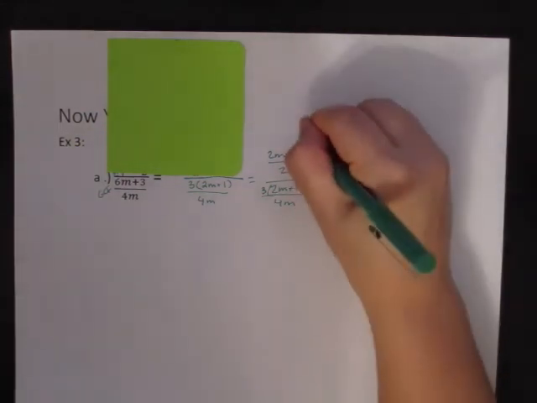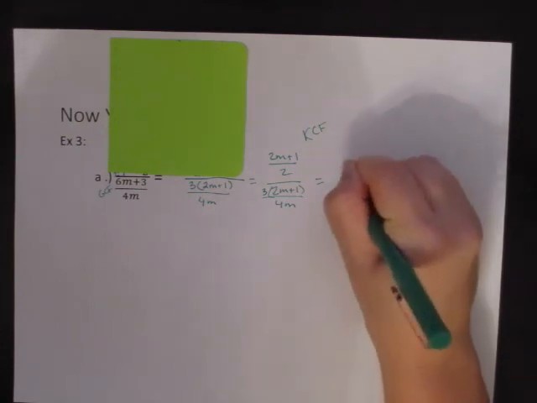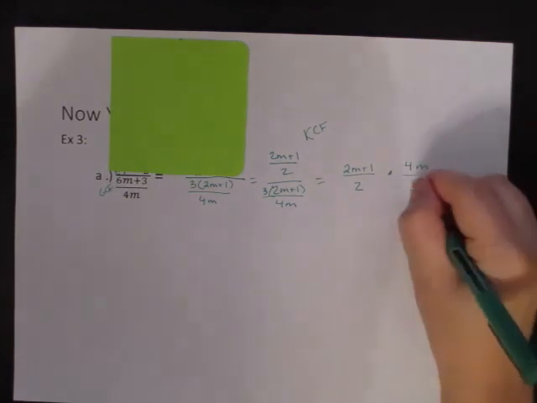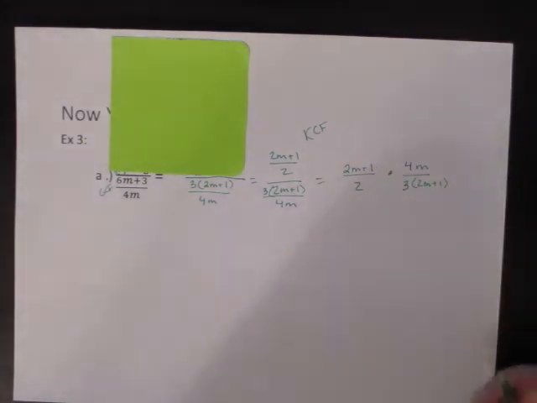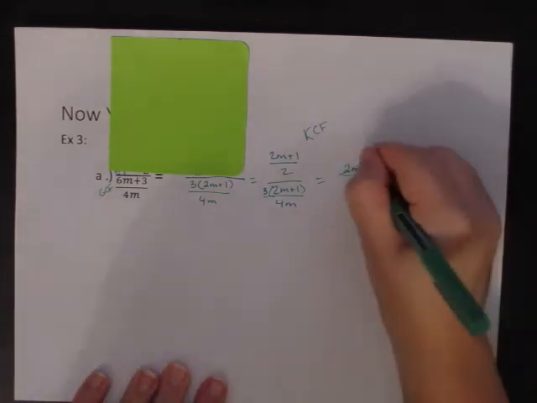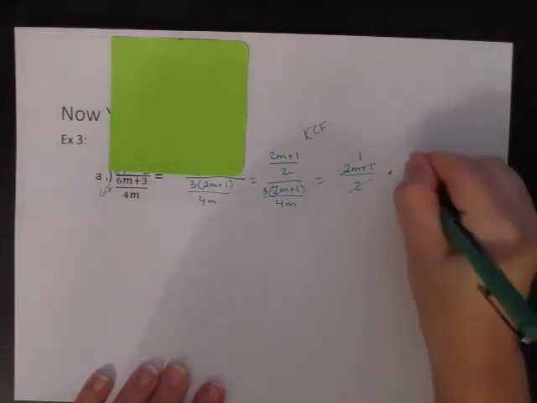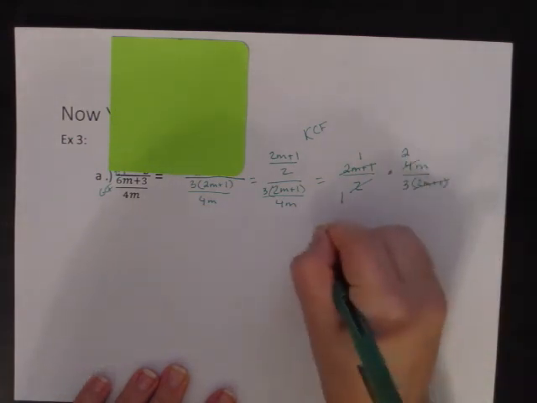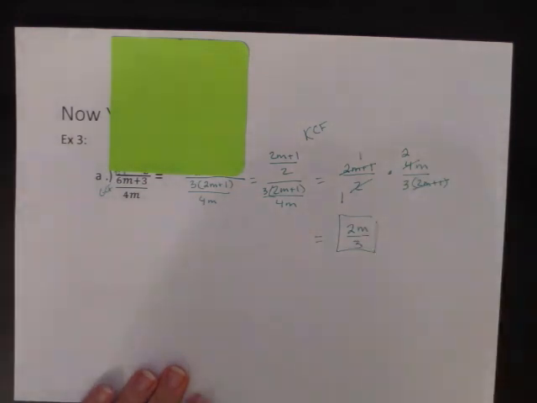So now I have to keep, change, flip. We got 2m plus 1 over 2 times 4m, got to flip it, and then 3 times 2m plus 1. Whatever is exactly the same I can cancel out, so I can cancel those out with cross canceling. If I need to put a 1 there just for placement, you can. Then we got the 4 and the 2. So 2 divided by 2 is 1, 4 divided by 2 is 2. So I'm going to be left with 2m over 3 as my final answer.